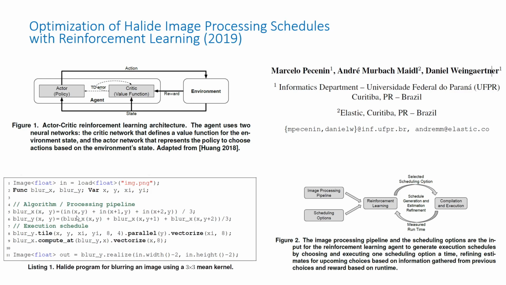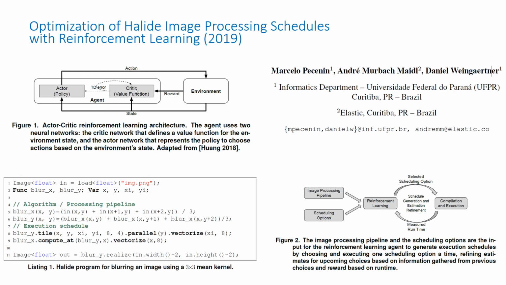So in this case, probably the most popular Halide example, blur, is used, which is a two-stage computation in which the first stage computes the horizontal blur and the second stage computes the vertical blur. So in here you can see that the schedule primitives are applied to the algorithm after the algorithm is defined. And this is what the reinforcement learning algorithm is going to determine: which scheduling primitives, in which order, and which parameters to use for them.